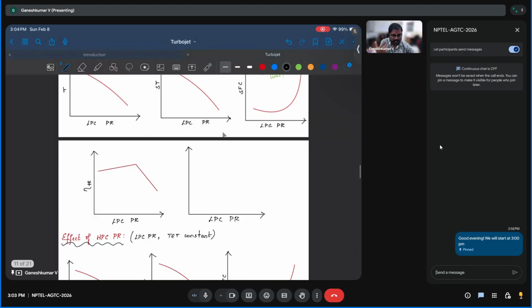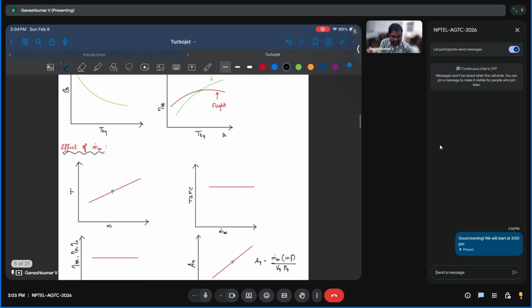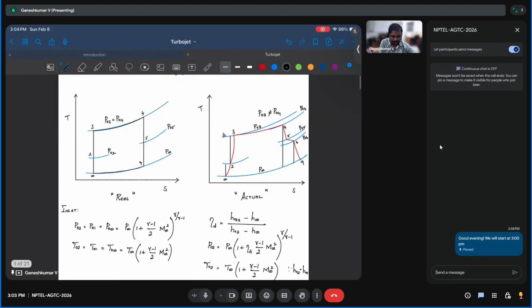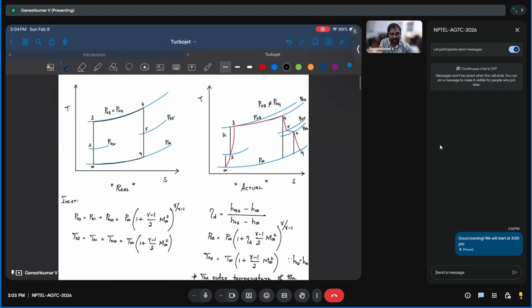So this week we studied turbojet engines. The turbojet is the simplest in construction. So for example, you will have inlet, compressor, combustor, turbine, and nozzle. So you will have these 1, 2, 3, 4, 5 components.